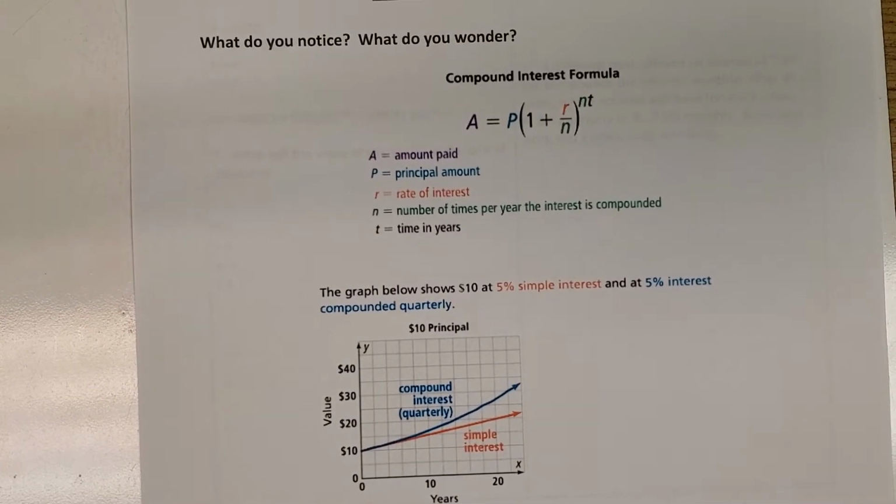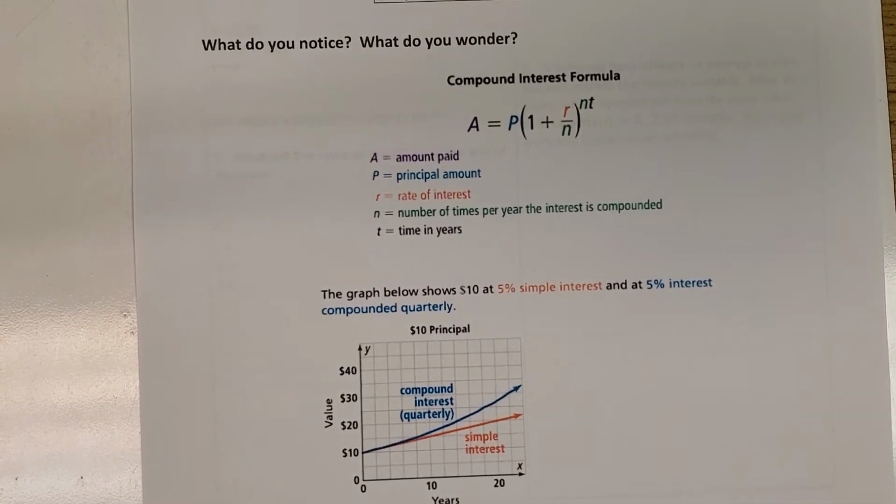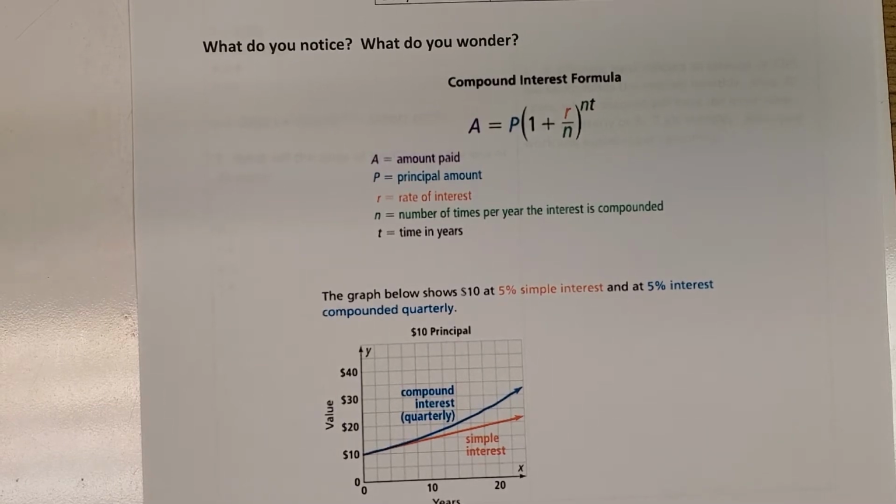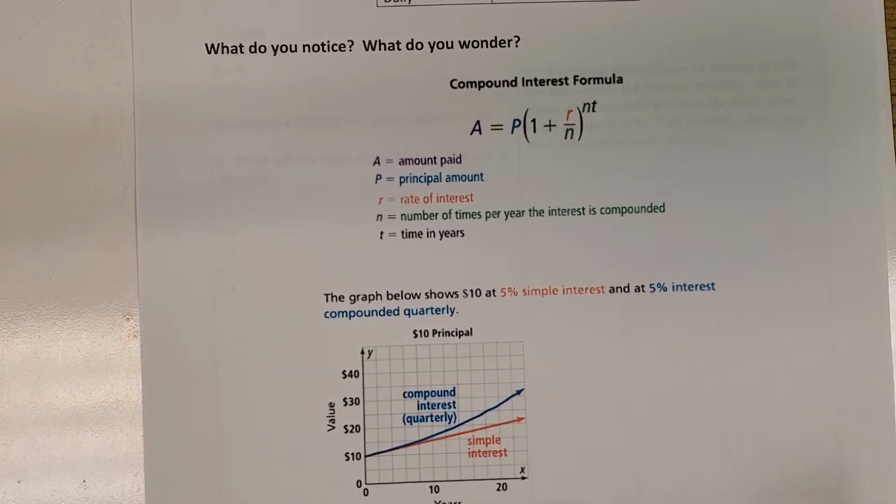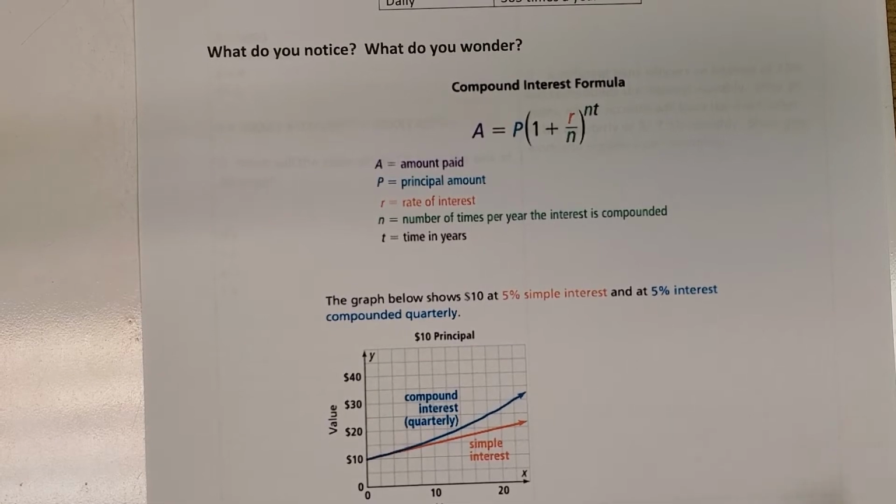Greetings, M squared here. Today we're going to talk about a special exponential function called a compound interest formula. And this is used to find compound interest, which is used a lot in banking.